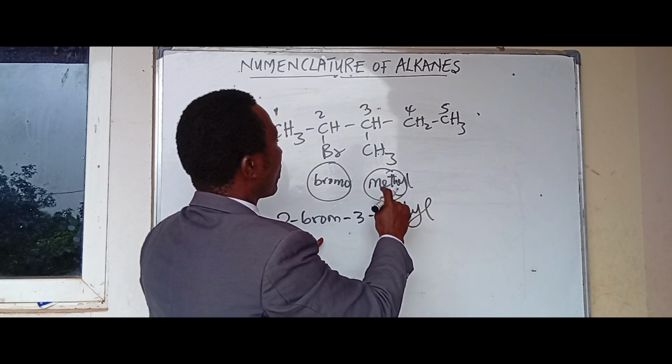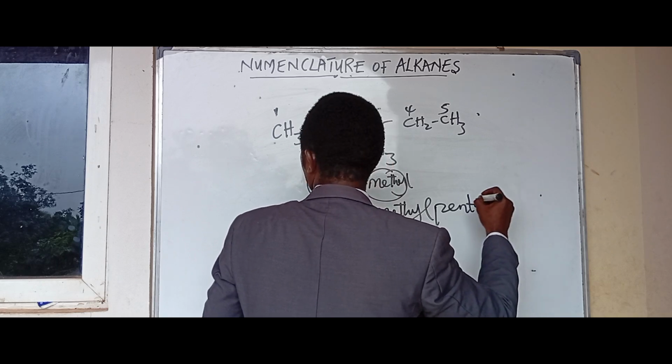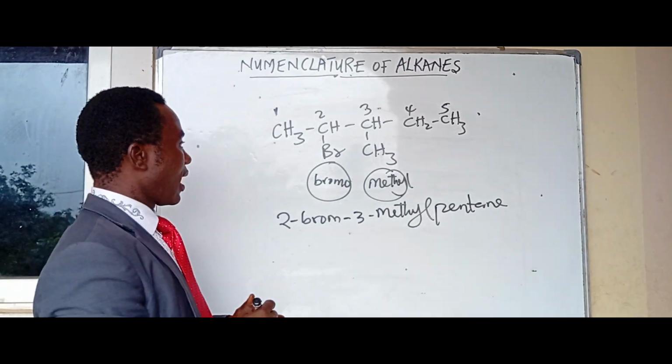Methyl. Then the main compound is 5 carbon atom, which is pentane. So the compound is 2-methyl pentane.